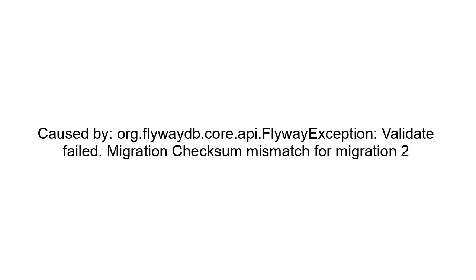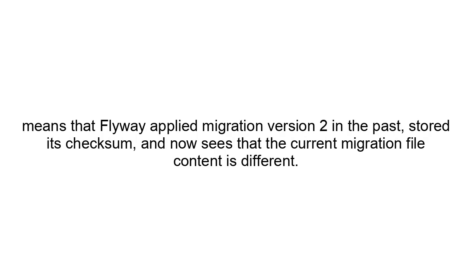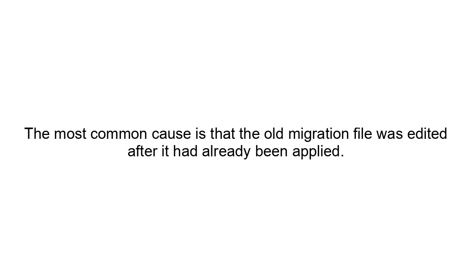Final summary. The error caused by org.flywaydb.core.api.FlywayException: Validate failed. Migration checksum mismatch for migration 2 means that Flyway applied migration version 2 in the past, stored its checksum, and now sees that the current migration file content is different. The most common cause is that the old migration file was edited after it had already been applied.